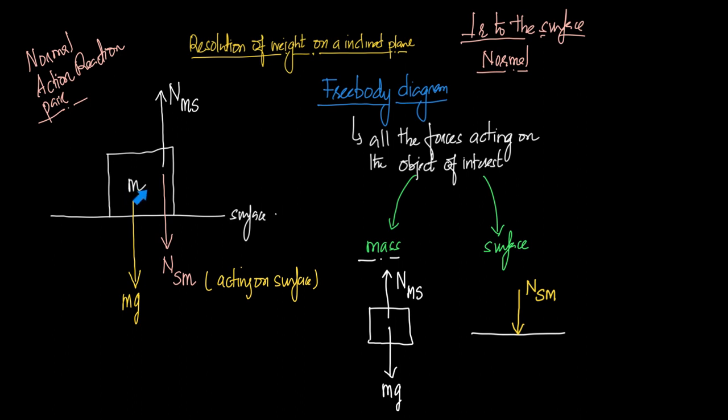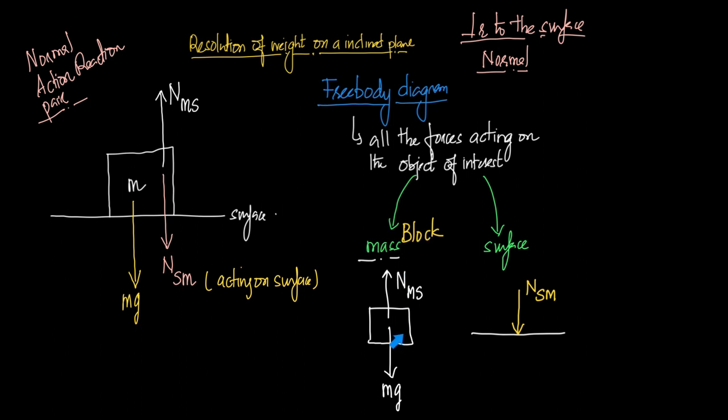A block of mass m is kept on a surface. It will be pulled down by gravitation towards the center of the earth, resulting in the force mg. A normal reaction acts on the mass due to the surface. By Newton's third law, an equivalent opposite normal reaction acts on the surface due to the mass. Acting on the surface, opposite and equal, acting on the mass. Free body diagram, what is it? All the forces acting on the object of interest. If the object of interest is the block, then what do we have here?